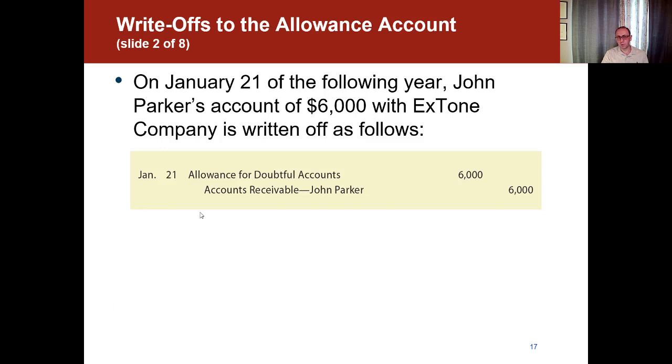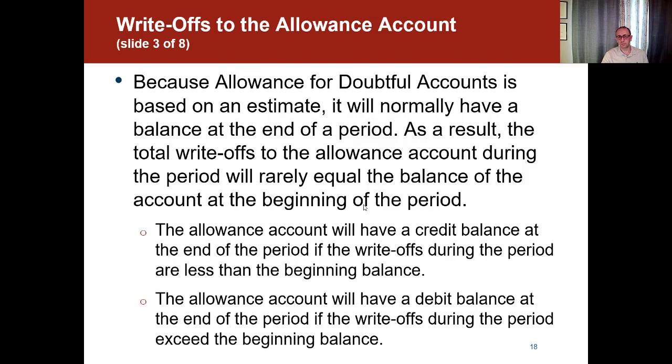So we record it when it happens, so it's not an adjusting entry anymore. This is an actual entry to record the write-off of one of our customers, and in this case it's John Parker. So on January 21st, we debit allowance for doubtful accounts and we credit accounts receivable for John Parker. Remember, allowance for doubtful accounts has a normal credit balance. Now we're debiting it, so we're reducing it, or in other words, we're taking part of it. And then we are canceling the accounts receivable by crediting the accounts receivable for John Parker.